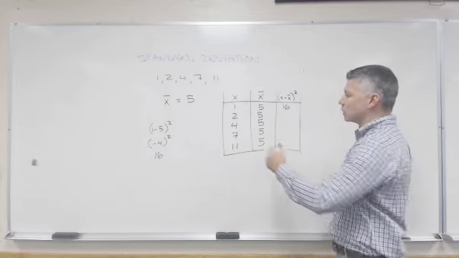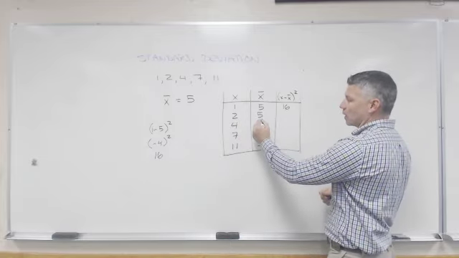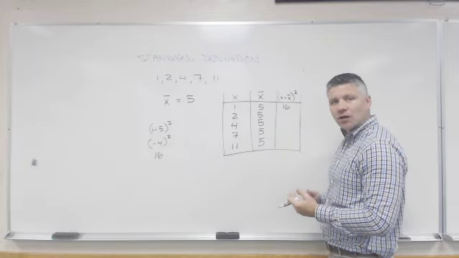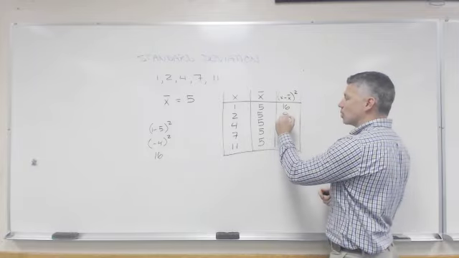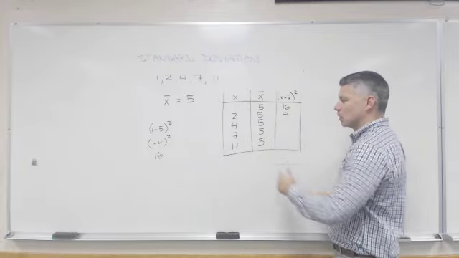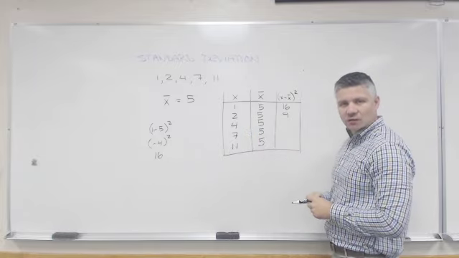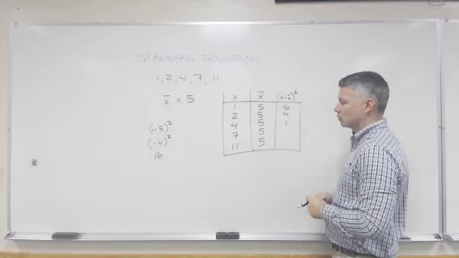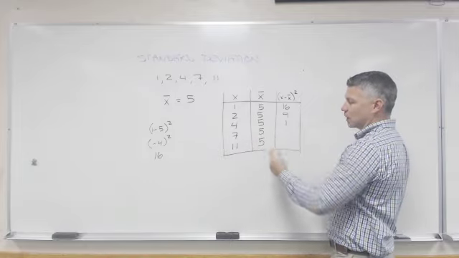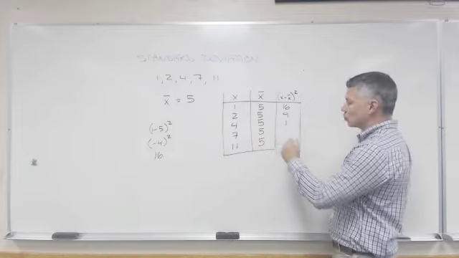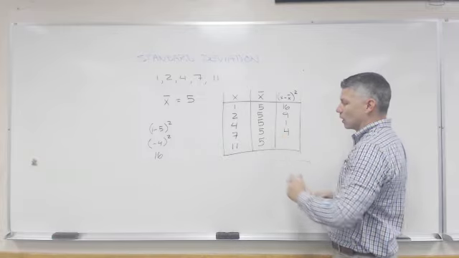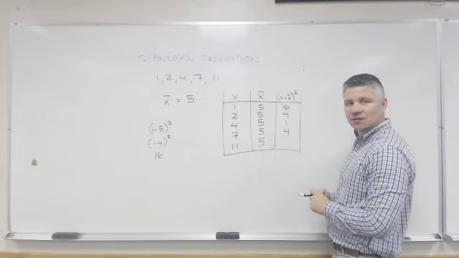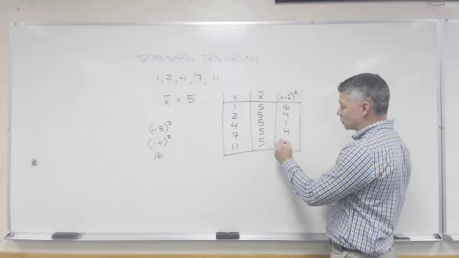Let's continue down the list. 2 minus 5 is negative 3. Negative 3 squared is a positive 9. 4 minus 5 is negative 1. Negative 1 squared is positive 1. 7 minus 5 is 2. 2 squared is 4. And 11 minus 5 is 6. 6 squared is 36.